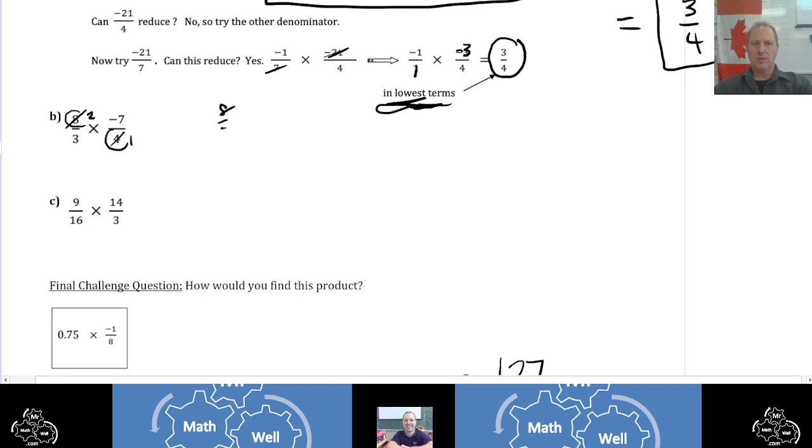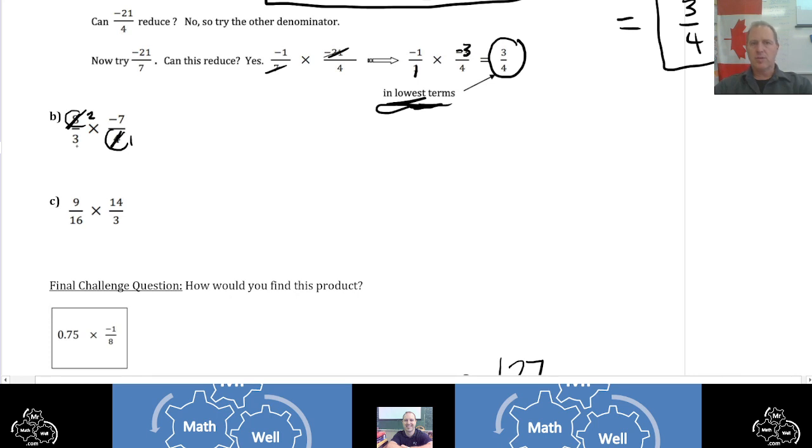So remember, 8/4 is the same as 2/1, right? So that's why I can do that. And this is all I do. I just put a little stroke through it and I put the numbers beside.